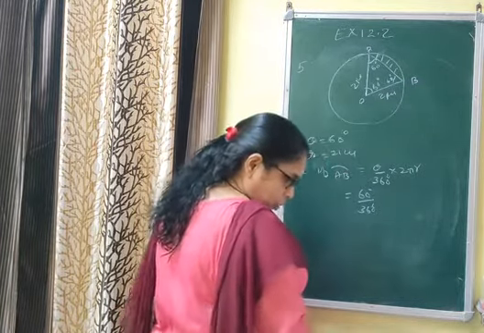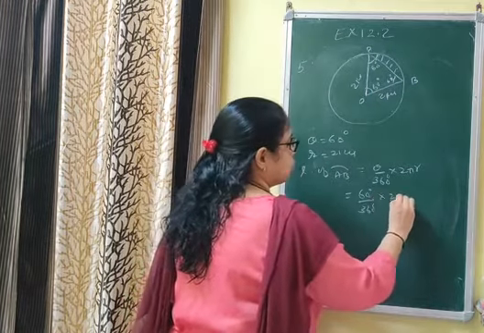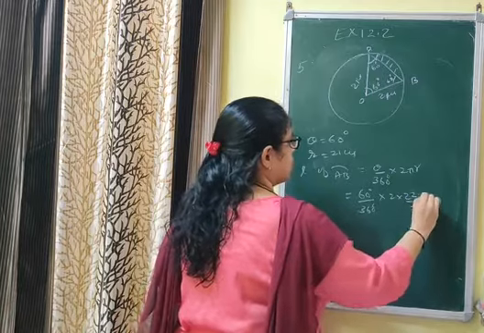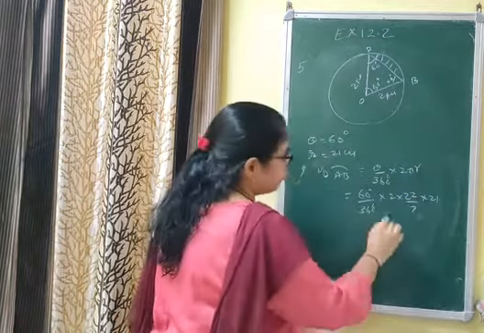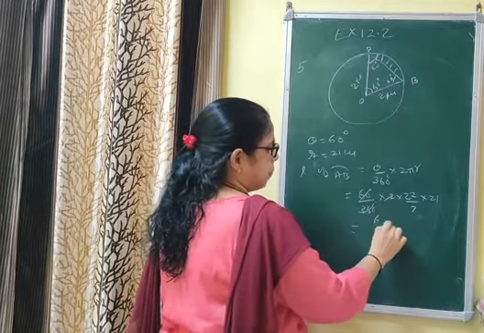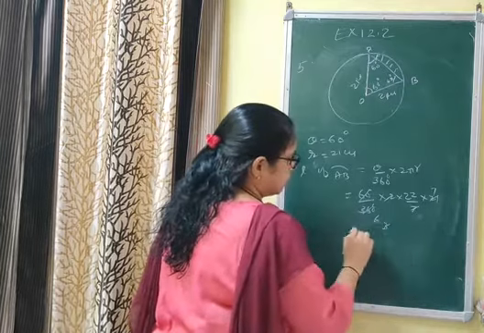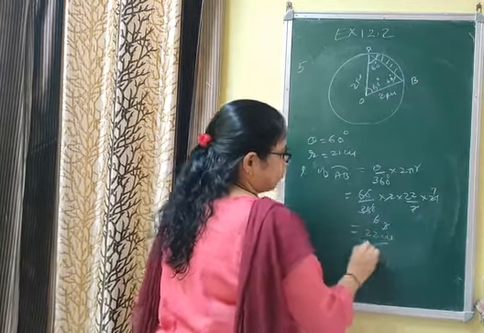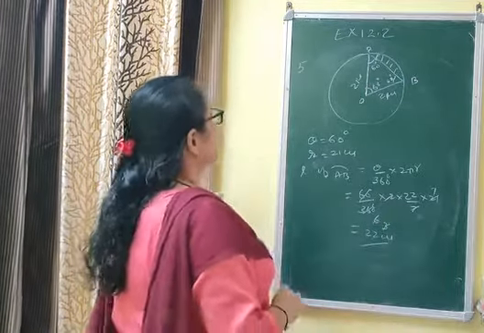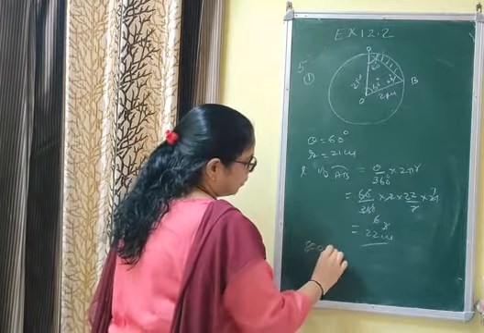pi. What is the value of pi given? Pi is given as 22 by 7, into 2 into 22 by 7 into 21 centimeter. If you solve it, this is 6, this is 3, this is 7, this is again cancelling, that is 22 centimeter. Now the first part is this one, the second part is sector area.